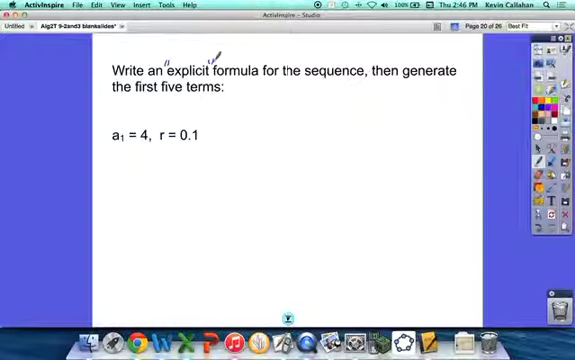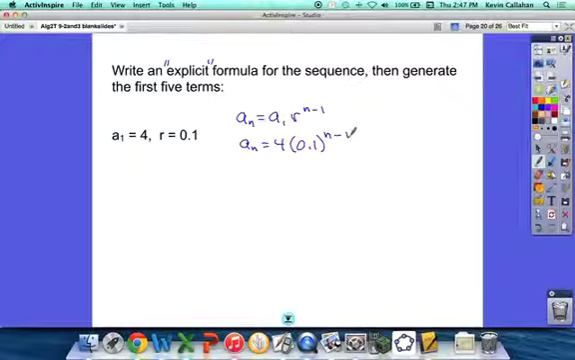So a_n equals a_1 r to the n minus 1. So plug in for the a_1, plug in for the r, right? That's the easy part. And this says make the first 5 terms. Well, you already have the first term, right? How are you going to find the second term?